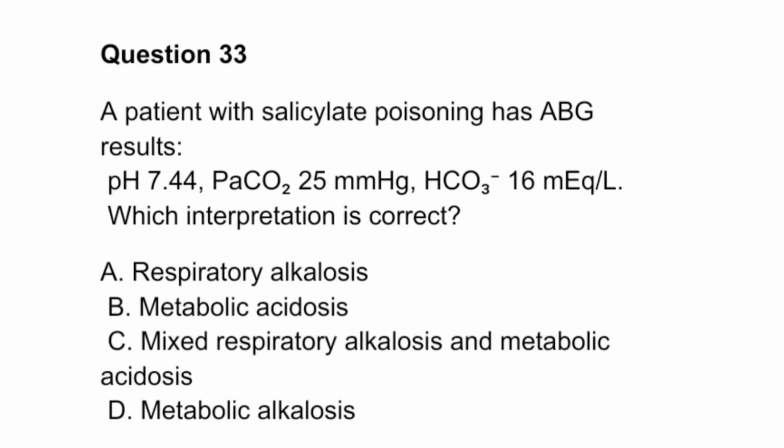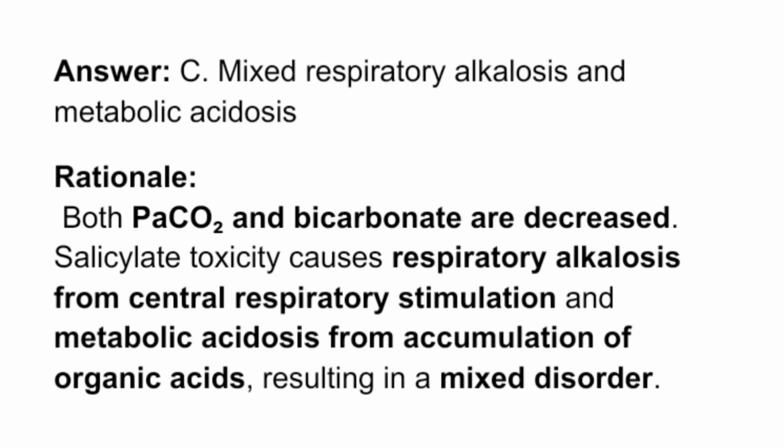Question 33. A patient with salicylate poisoning has ABG results: pH 7.44, PaCO2 25 mmHg, HCO3- 16 milliequivalents per liter. Which interpretation is correct? A. Respiratory alkalosis. B. Metabolic acidosis. C. Mixed respiratory alkalosis and metabolic acidosis. D. Metabolic alkalosis. Answer: C. Mixed respiratory alkalosis and metabolic acidosis.